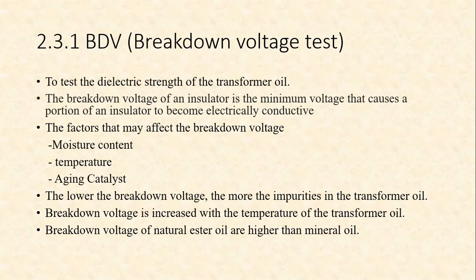The lower the breakdown voltage, the more the impurities in the transformer oil. Breakdown voltage is increased with the temperature of the transformer oil. The breakdown voltage of natural ester oil is higher than mineral oil.